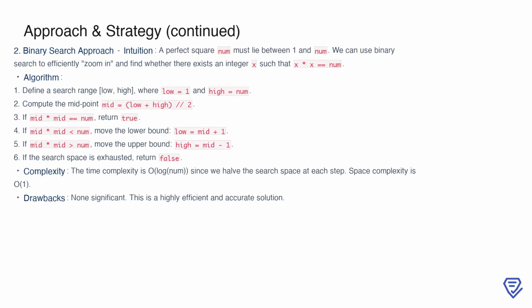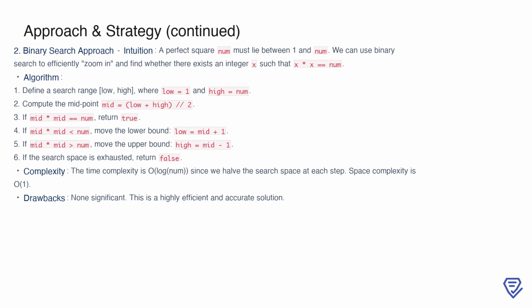Now, a more efficient approach is the binary search method. The key insight here is that, for a perfect square, the square root must lie between 1 and number. Using binary search, we can narrow down this range efficiently to determine if there exists an integer x such that x * x equals number. The algorithm starts by defining a search range, with low as 1 and high as number. We calculate the midpoint of this range and check if squaring it gives number. If it does, we return true.